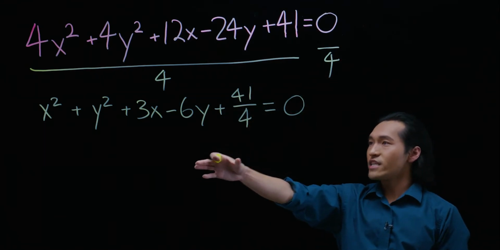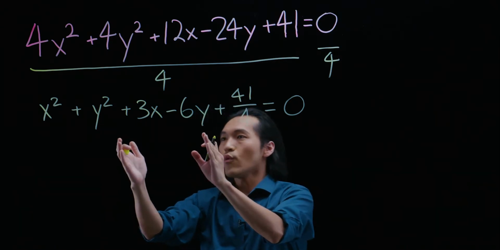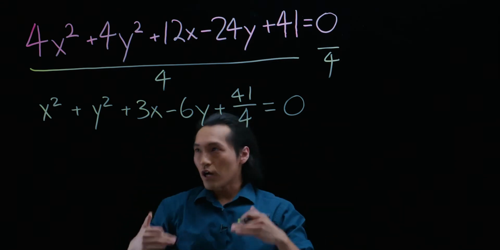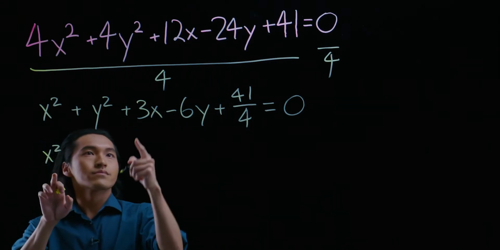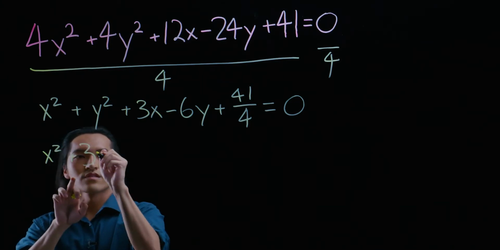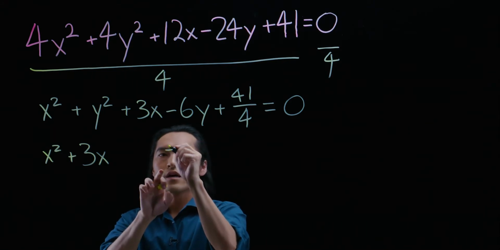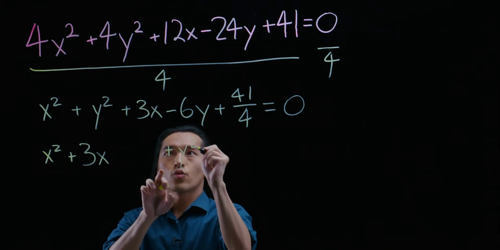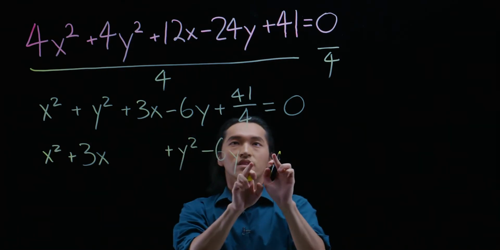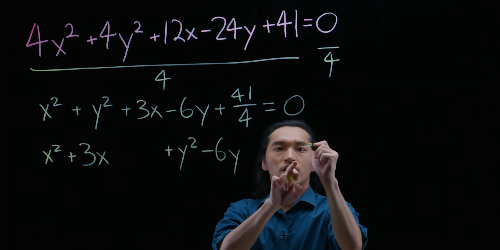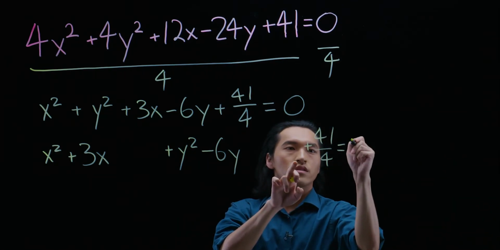And now we can rearrange these terms a bit so that we group the x's together and group the y's together. That way we can complete the square in the following step. So that then becomes x squared plus 3x, and then I'm going to leave a little bit of space because we're going to complete the square later, plus y squared minus 6y, and again I'm going to leave a bit of space, plus 41 over 4 is equal to 0.